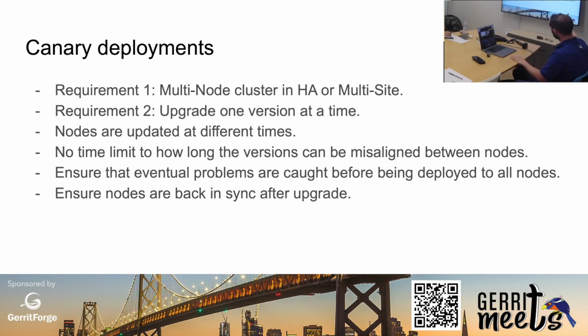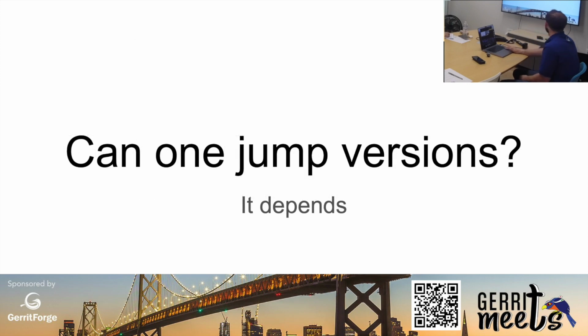Obviously, you ensure that eventual problems are caught before deploying to the whole cluster. So you upgrade one node, you start putting some load on it, and if you see some problems, then you can always take that node back offline and go back, recheck your testing strategy and all that. And then you need to ensure that the nodes are back in sync after the upgrade. Obviously, you're going to be taking one node offline, and it might be down for a few hours, I don't know. When it comes back online, it will need to catch up with the events that have happened in that period of time. So you need to make sure it's back in sync before you put it back into the cluster.